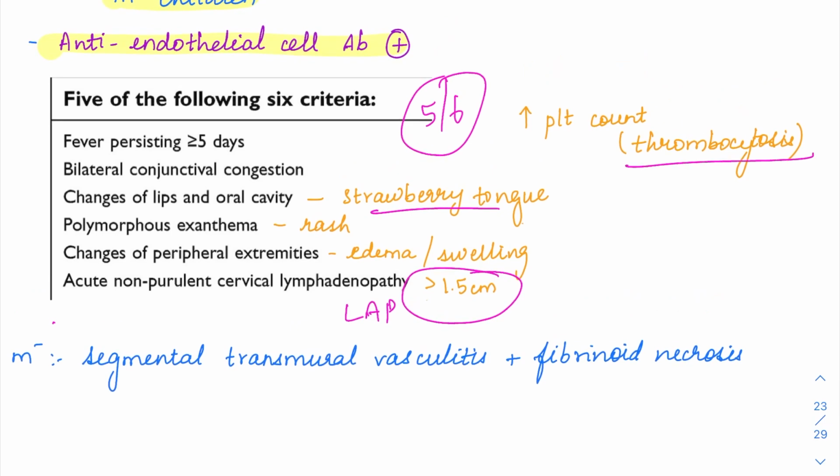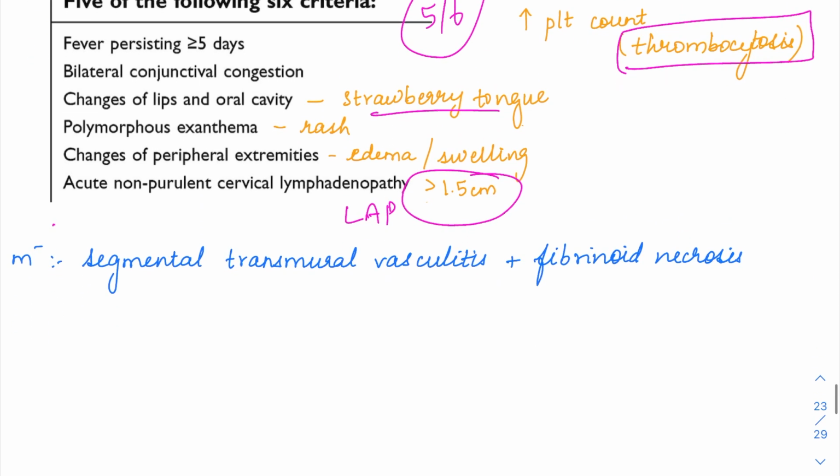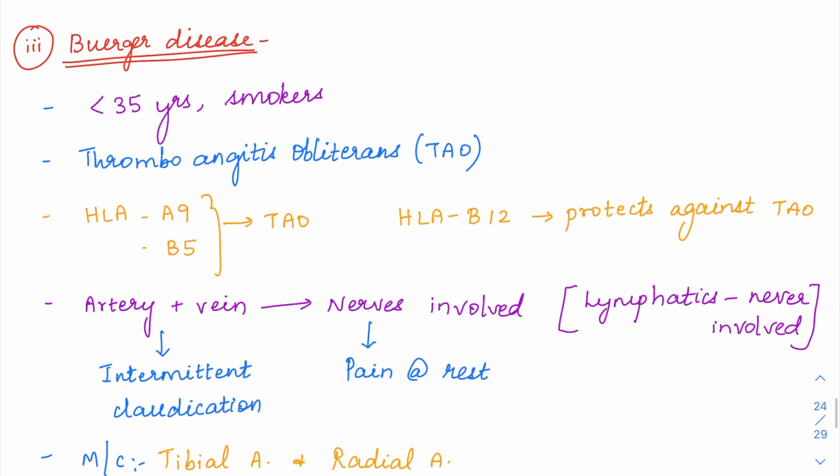And here there is going to be thrombocytosis. The platelet count will be increased in Kawasaki disease. Microscopically, again, it will have segmental, transmural inflammation, which is associated with necrosis. Like that of PAN, same features only, but it is going to be seen in the coronary artery in a child. Next disease in medium vessel vasculitis will be Buerger's disease.